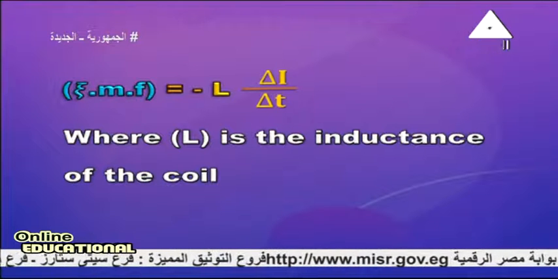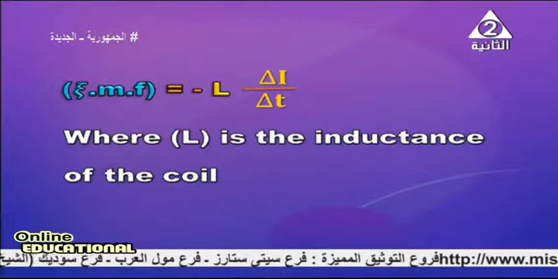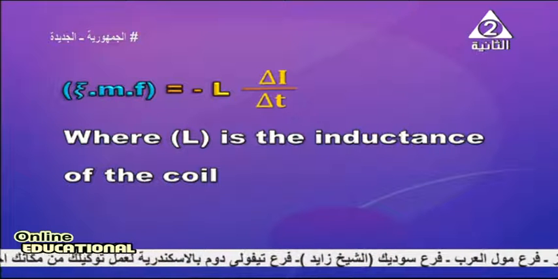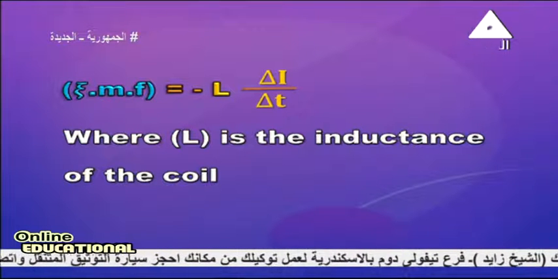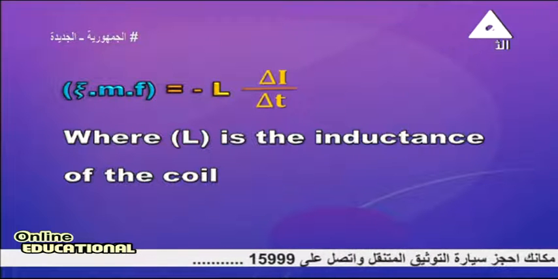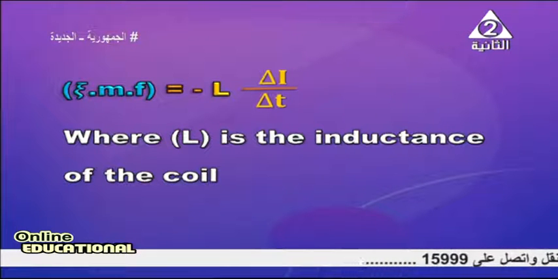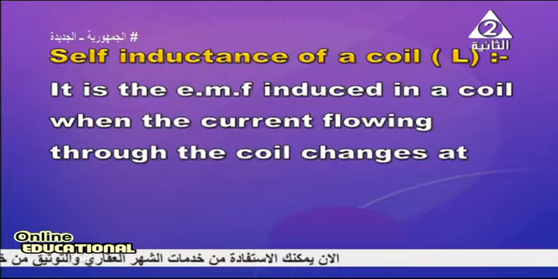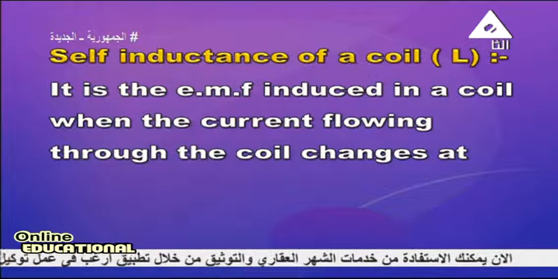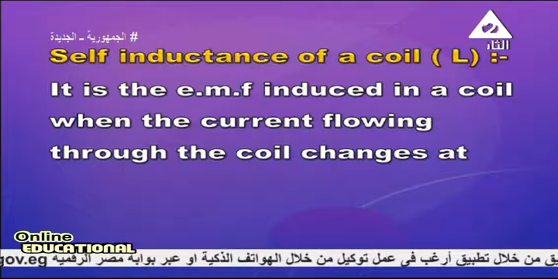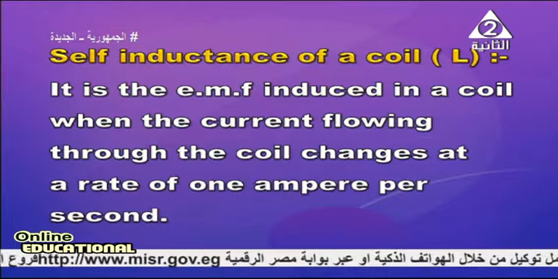So back again to the previous relation. We want to define L. L will be equal to the EMF when the rate of change of the current equals 1 ampere per second. So I'm defining the inductance of the coil. Inductance of the coil is the EMF induced in the coil when the current flowing through it changes at a rate of 1 ampere per second.